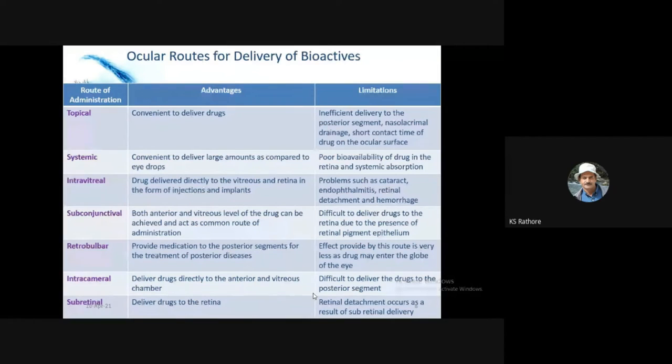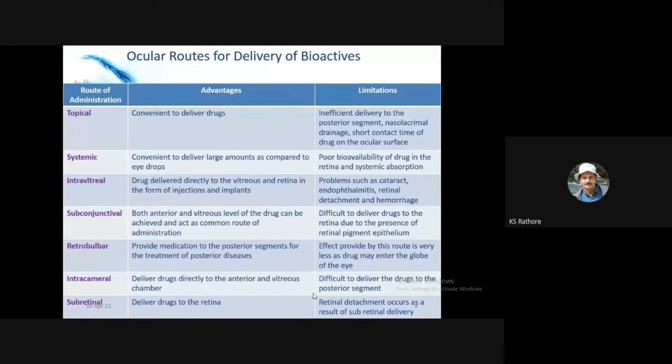Injections and implants are used for the drug sent to the vitreous cavity or posterior segment. But there are some problems when we use implants or injections for a longer period of time. There are chances of cataract, endophthalmitis, retinal detachment, or hemorrhage, because you require some incision to send this implant to the site. So hemorrhage is possible.